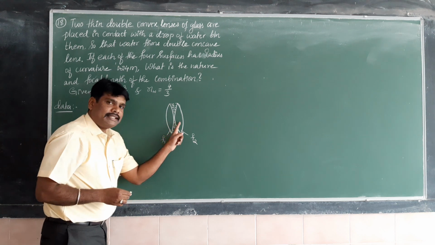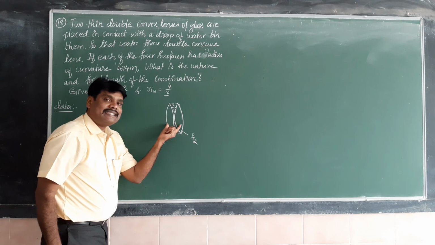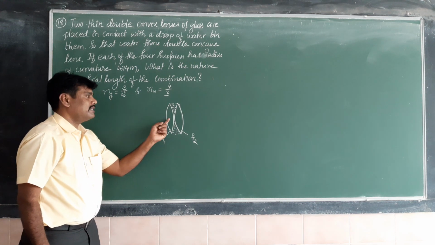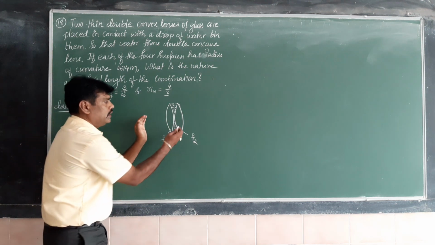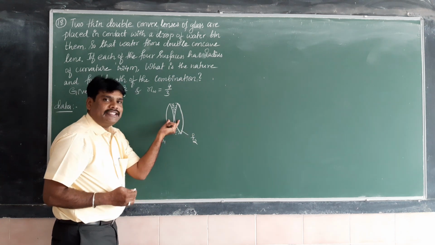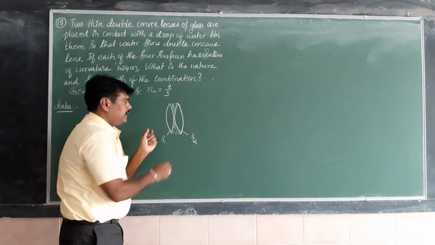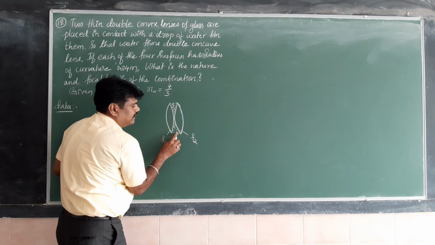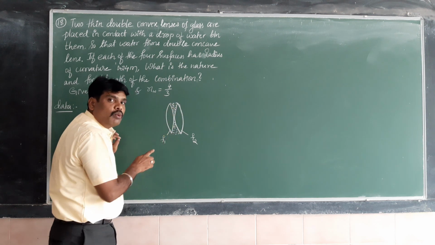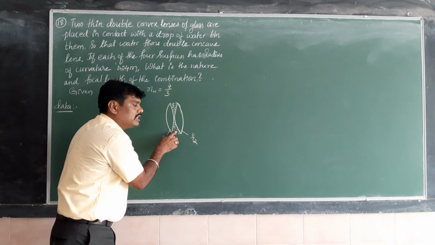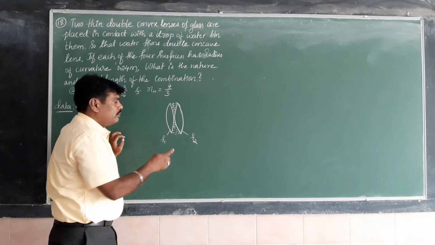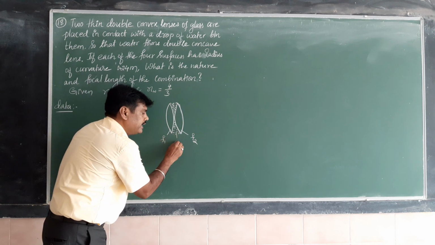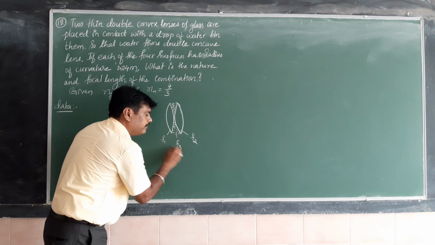These two lenses are made of glass, because the refractive index of glass is given here. Convex lenses are made of glass, and these two lenses are placed coaxially and in contact with each other. The space between the two thin lenses, this region, is filled with water. Now this water acts like a lens, but that lens is a concave lens. This concave lens has focal length f3.